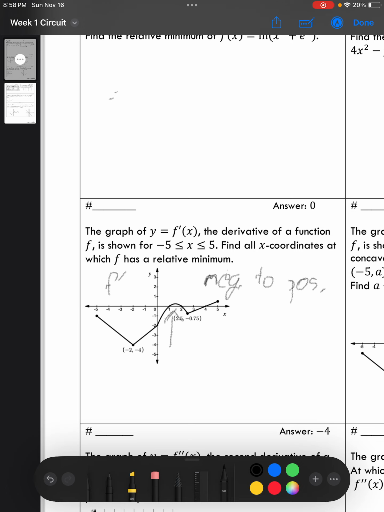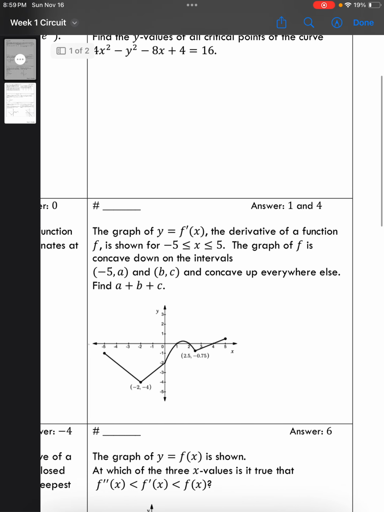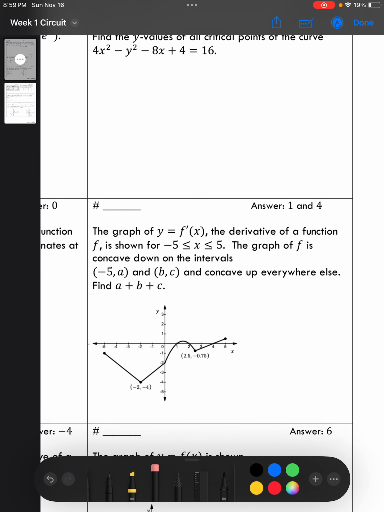Well, we see here at x equals 1 that it's going from negative to positive. It's negative here, and then it's positive here. And also here at x equals 4, it's going from negative here to positive here. So this question is pretty straightforward, and our answers are x equals 1 and 4. The answer is here. Okay. Almost done.